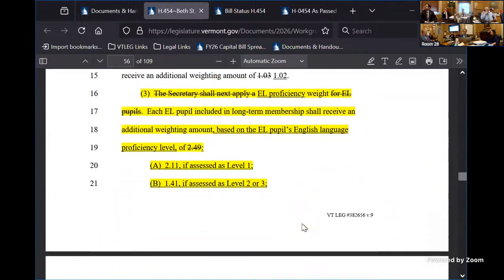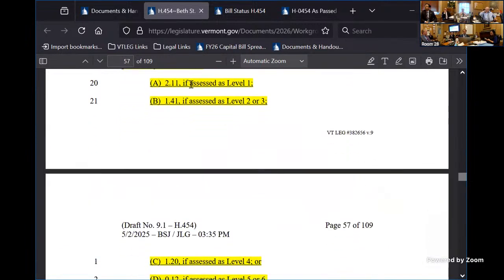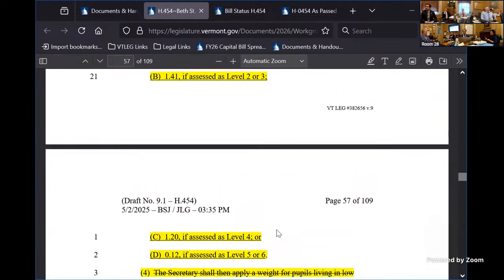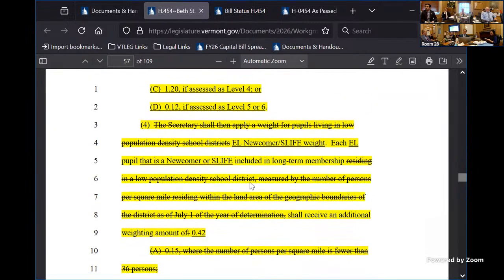page 56. And this is your actual application of weights. So you have your proficiency weight, and again, differentiated based on those categories. So you get your highest dollar figure from your level 1, the lowest English language proficiency level, of 2.11. And at the top, if you're assessed at level 5 or 6, you get 0.12. And then you see additionally, an English language learner can be eligible for newcomer SLIFE, and that's a flat weight of 0.42. But again, it's additive, so you get this plus one of your assessments.